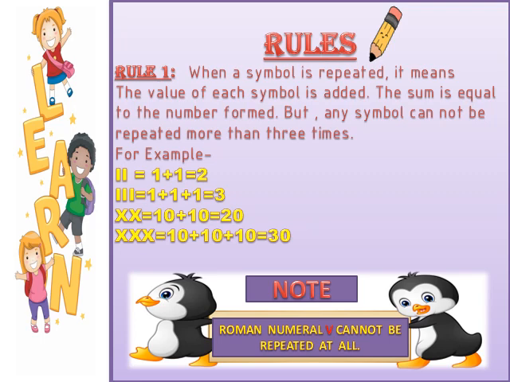Same as double X. As you know, X stands for 10. So double X will be 10 plus 10 is equal to 20. And triple X means 10 plus 10 plus 10 is equal to 30. So children, II is equal to 2, III is equal to 3, XX is equal to 20 and XXX stands for 30. And remember, the Roman numeral V cannot be repeated at all.